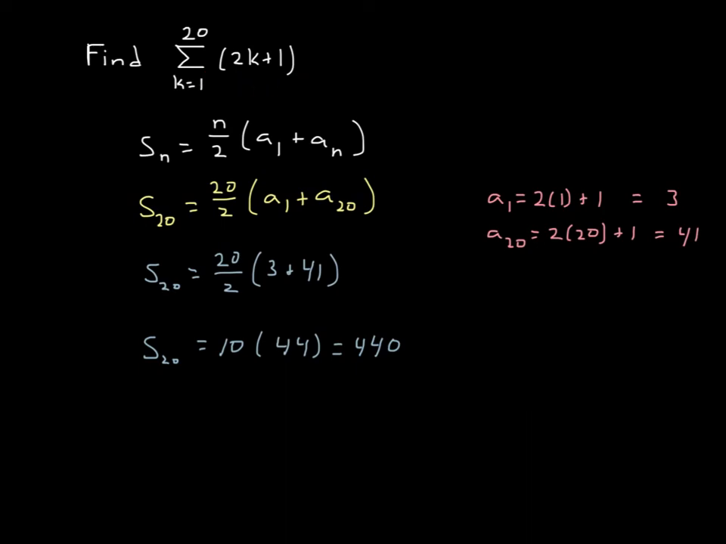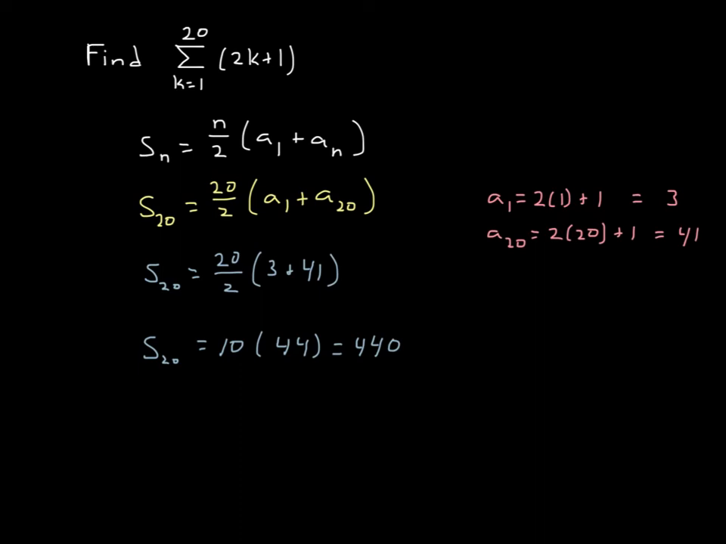sequence. So we know the sum S sub n, the partial sum, is equal to n divided by 2 times a sub 1 plus a sub n. So S sub 20 is going to be 20 divided by 2 times a sub 1 plus a sub 20. So I know in this case I just have to identify the first and the 20th term.